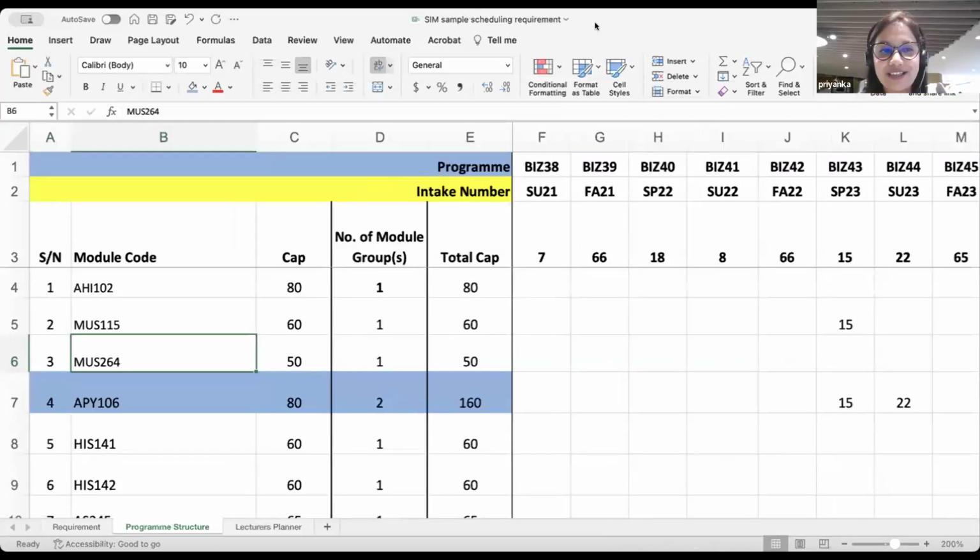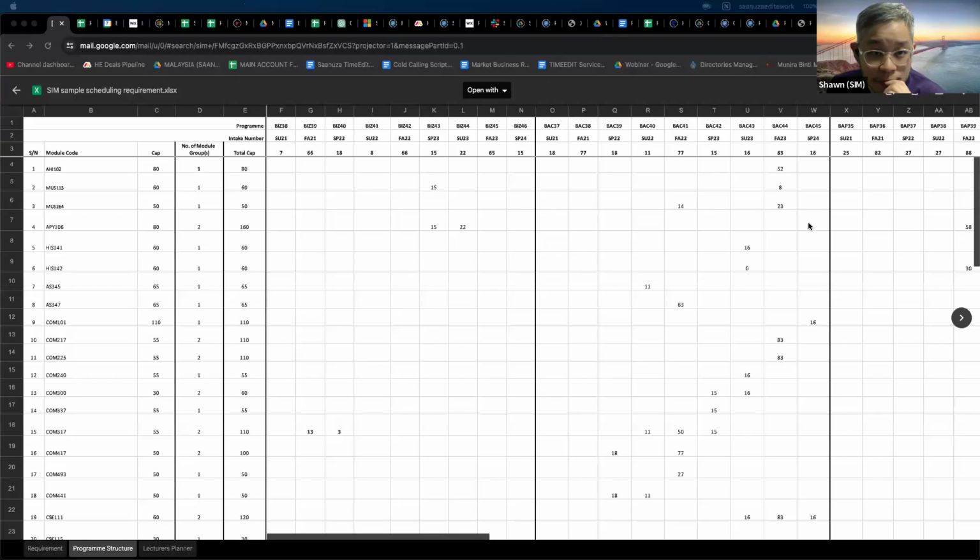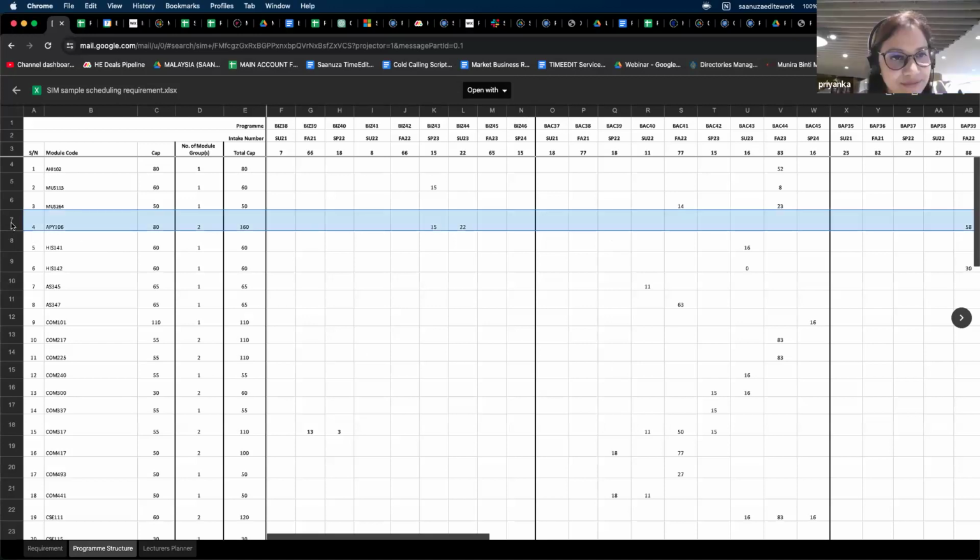All right. Yeah. So I think we're talking about. All right. Okay, APY 106. For example, this subject, we have two groups, and then after that, if you look at column K and column L, you have 15 students and 22 students. So how many of these 15 students need to go into group 1 or group 2? How many of these 22 students need to go into group 1 or group 2?